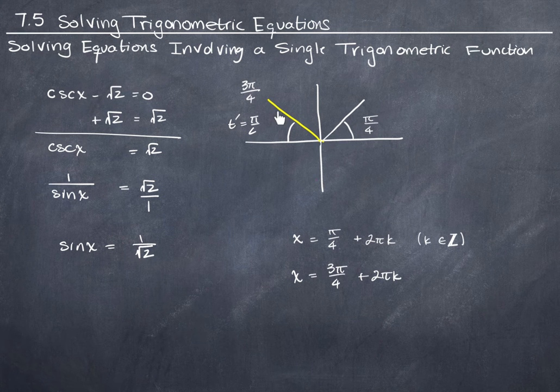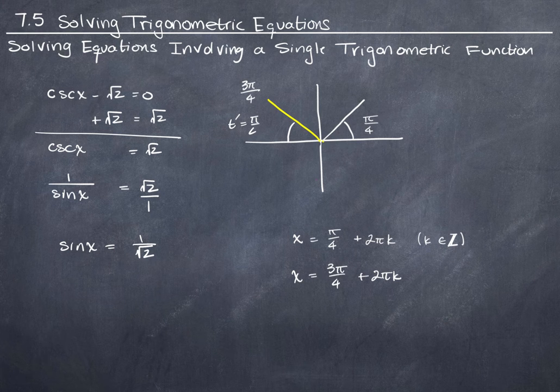To get to the next solution related to this solution, if you just went pi, you'd end up in quadrant 4. There's no solution there. We determined that earlier. Sine is not positive in quadrant 4. So to get to the next solution related to 3 pi over 4, you're going to have to go all the way around 2 pi. So in this case, you need both of these solutions plus 2 pi k, and then don't forget to mention at least once that k is an integer. K is an element of integers.